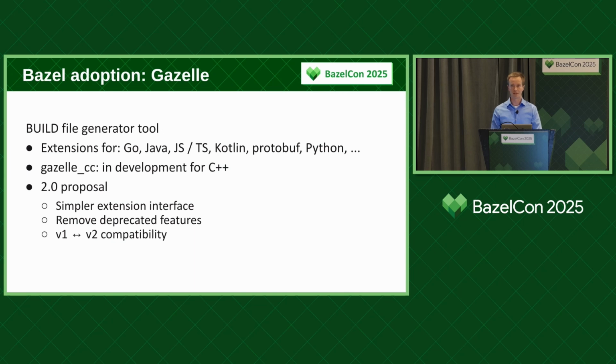If you haven't used it, it reads your source files, generates targets for you, resolves dependencies, and writes out your build files. And you can write an extension for it to support whatever language you like. And there are extensions for several popular languages already. I believe Gazelle is going to be increasingly important for Bazel adoption.